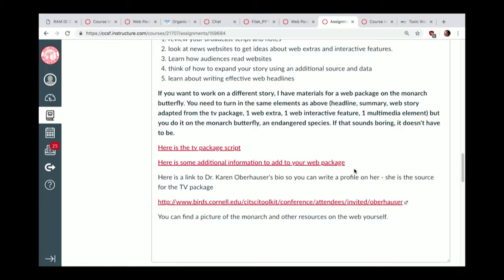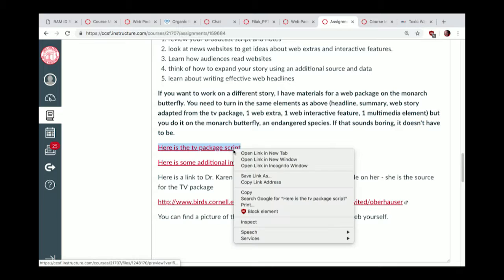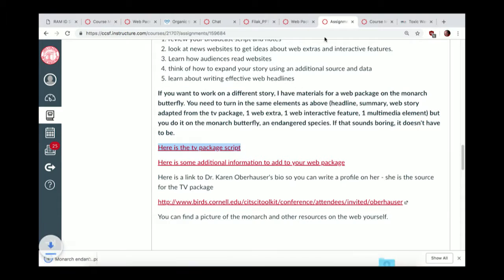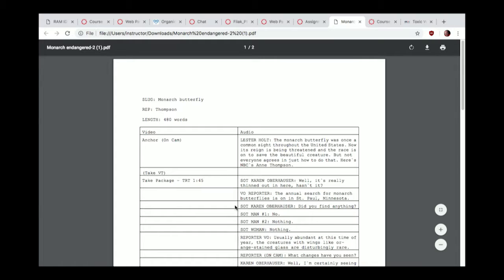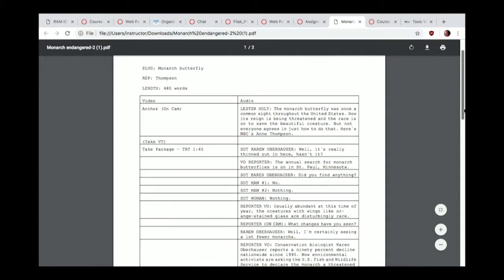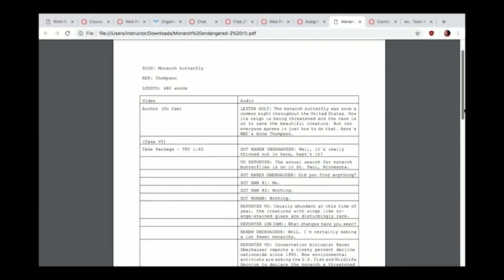So there's links here to a TV package script, because this assignment is all about adapting your TV package, right? Well, here's a different TV package that you could adapt, which is from a major network. I can't remember who Lester Holt used to work for. I think he works for CBS now on 60 Minutes. So, typically as a package would, he's on camera.